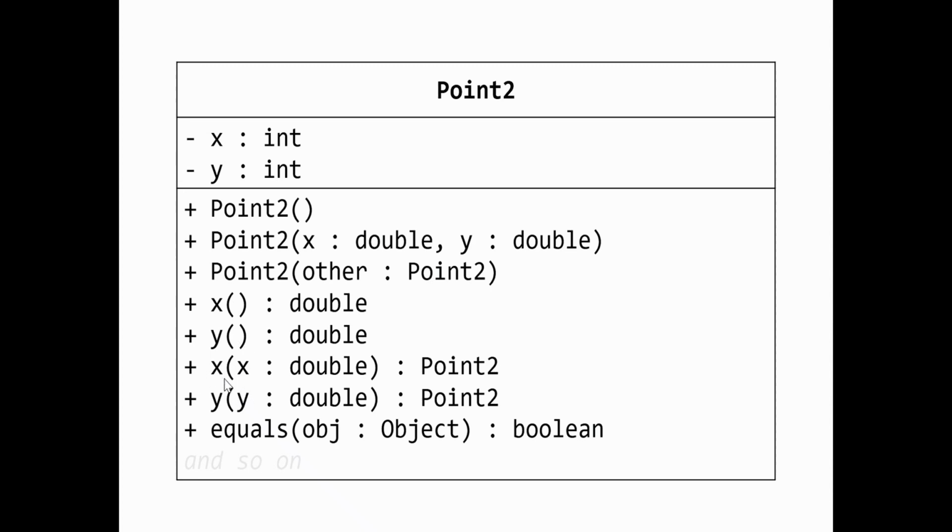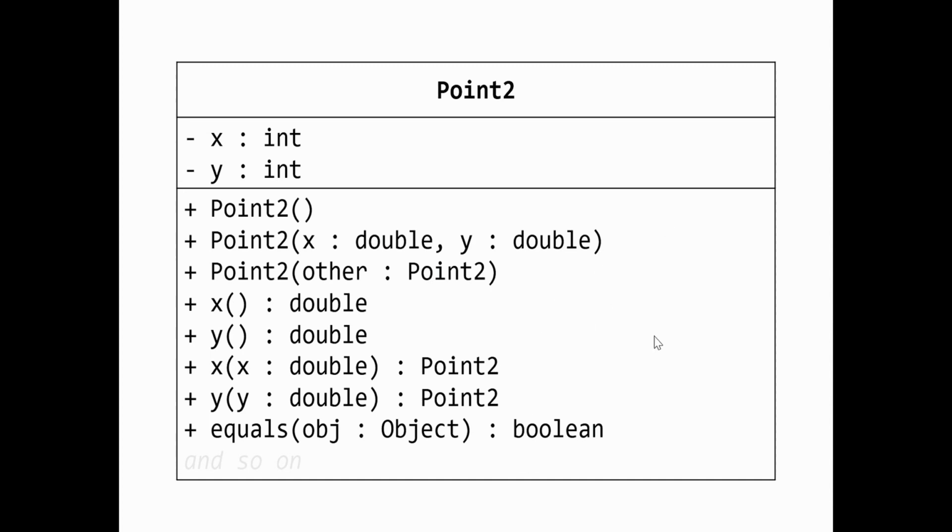So this is the setX method. It takes in a parameter whose type is double, and it returns a Point2 object. So it returns a reference to a Point2 object. Here's equals, so it's public. Equals takes in a big O Object and returns a Boolean value.